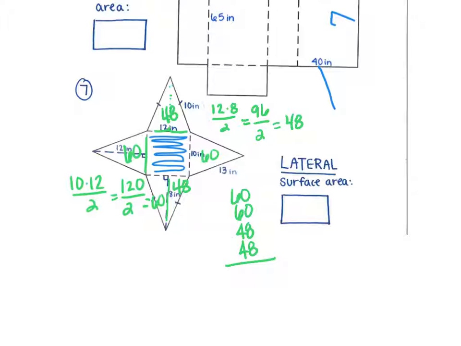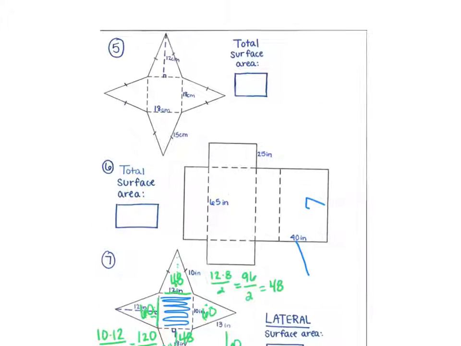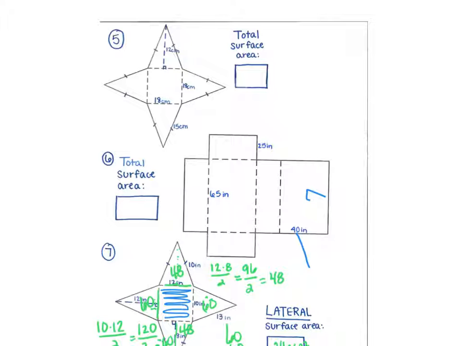Okay, now here's the thing we need to think about. If you know that these are matching, you don't even have to divide by 2, because two matching triangles make a rectangle. So I wouldn't even have to divide by 2 right there. But if you would rather go through the process, that's fine too. So I got 216 inches squared.